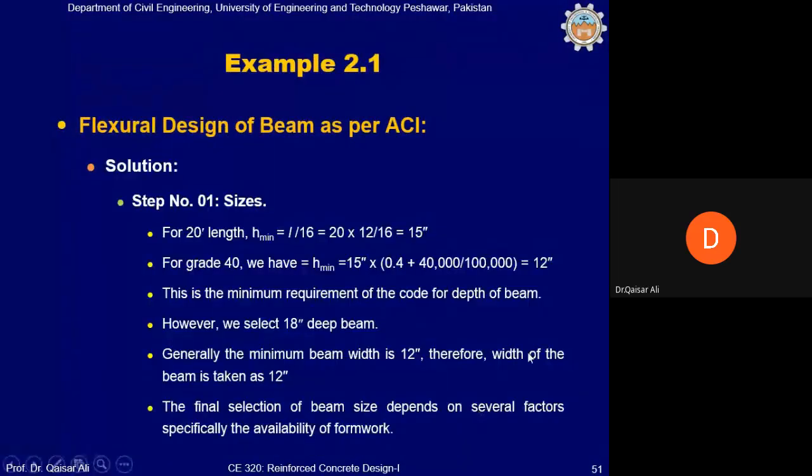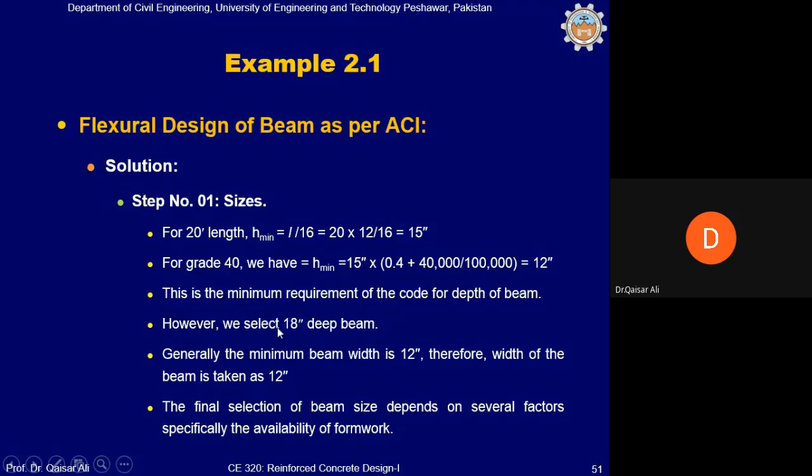Okay, so after this it is 0.4 plus 40,000 divided by 100,000, which is 0.4. 0.4 plus 0.4 is 0.8, and 0.8 times 15 comes out to be 12 inch. I will say again that this is the minimum depth requirement of the code for the depth of the beam. You can assume a slightly larger depth, okay, but you cannot select a beam with a size less than this.